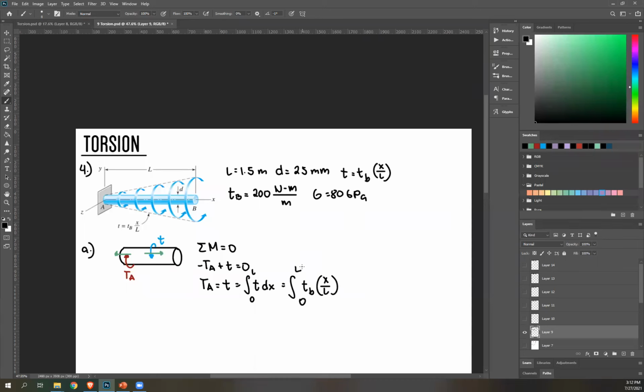Next, we're going to factor out the constants. So in this case, T sub B over L is constant, right? T sub B has a value of 200, so that's constant. And length also has a value of 1.5. So I can rewrite this as T sub B over L, integral of x dx from 0 to L. Can anybody give me what's the integral of x dx? Call on your integral calculus. What's the integral of x dx? Correct, Shear? Yeah. Anyone else? Correct, Nina.